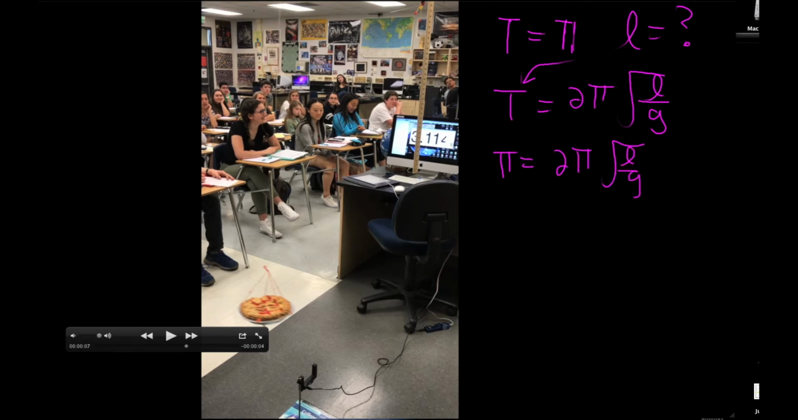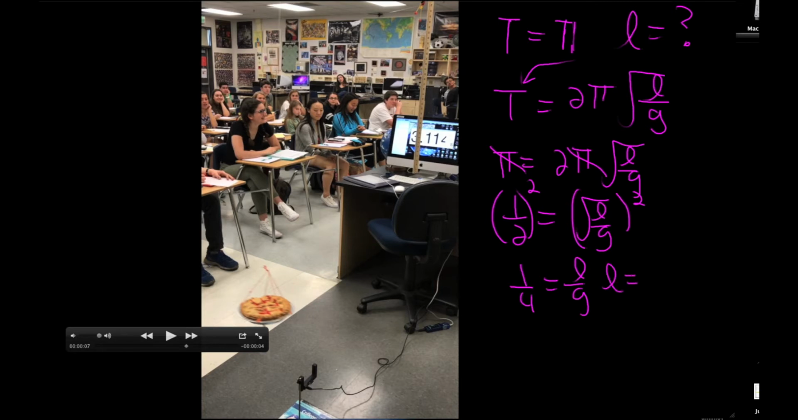So we just put in pi for the period, and maybe try doing this in your head. It's not too difficult. Remember, when we cancel the pi here, there's a 1. So I can divide both sides by 2. And now I can square both sides. And I get 1/4 equals L over g. So L is g over 4. And that is 2.45 meters, which just happens to be long, not too long for a classroom.